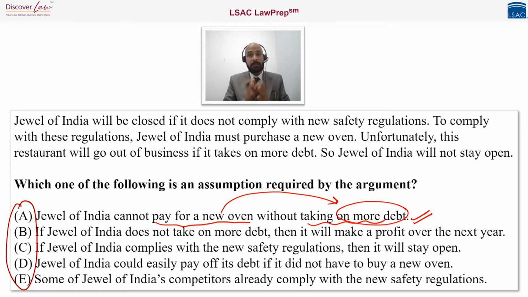Okay? Remember this strategy. Always think about what the answer would be. Get an answer in your mind and then go look for that in the options instead of reading the options. Okay? That's how you will save time and increase your accuracy.